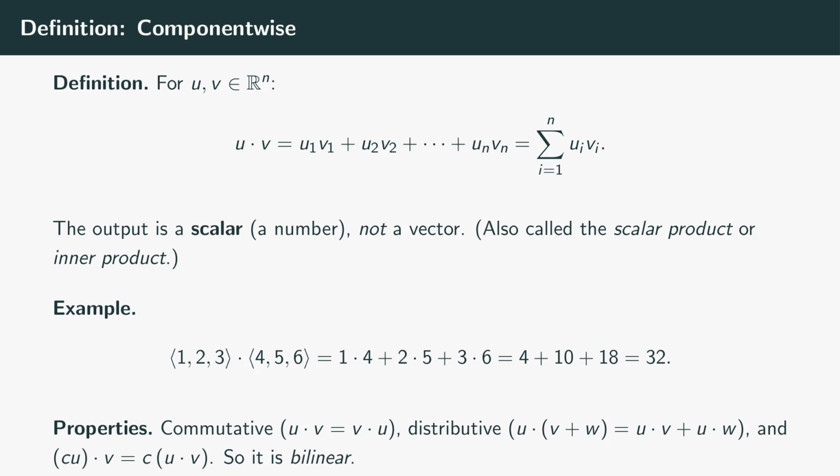A few algebraic properties we'll lean on. It's commutative, u dot v equals v dot u, since multiplication of numbers doesn't care about order. It distributes over addition, and you can pull scalars out. Taken together, those say the dot product is linear in each slot separately, a property we call bilinear, simple to compute, and as we're about to see, secretly geometric.